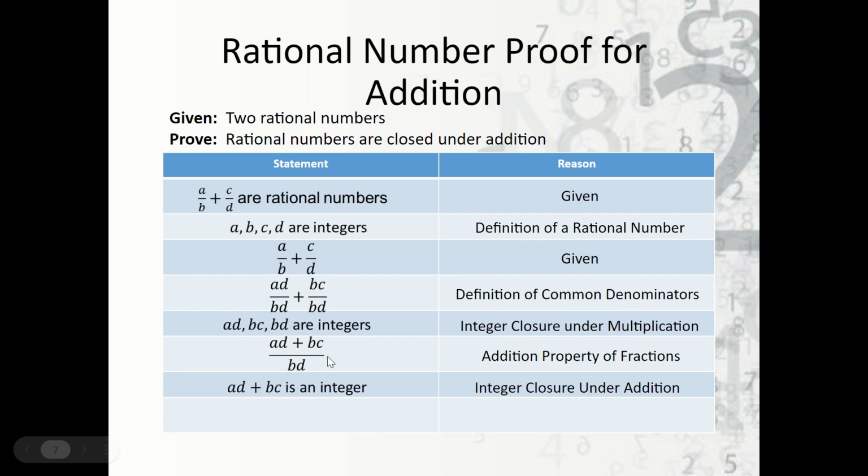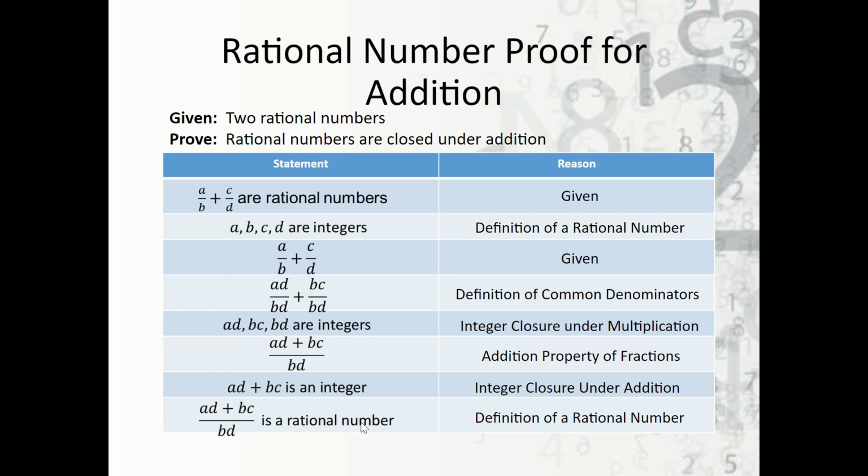So that means that this part up here and this part down here are both integers, which means that it's a rational number. And the reason for that is just the definition of a rational number. Remember, a rational number definition says that the numerator is an integer, the denominator is an integer. We proved that this is an integer and this is an integer, therefore it is a rational number.